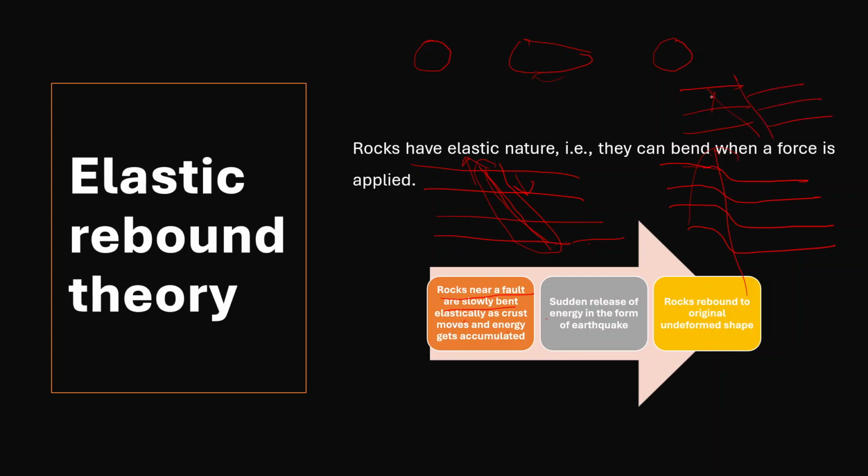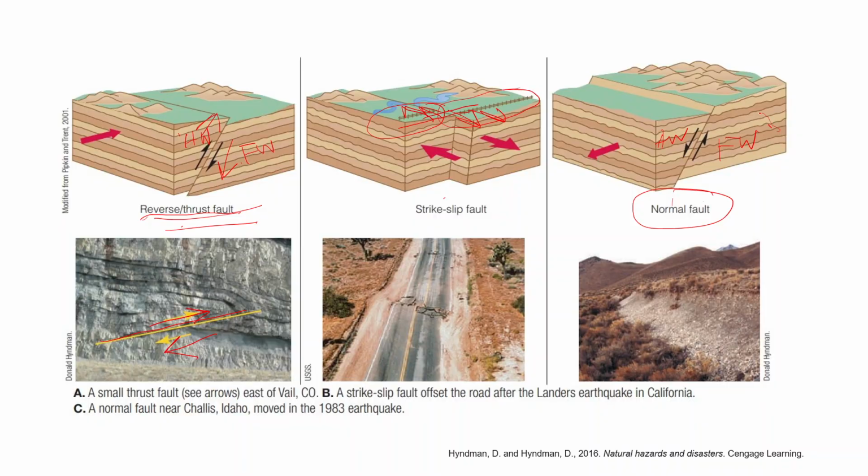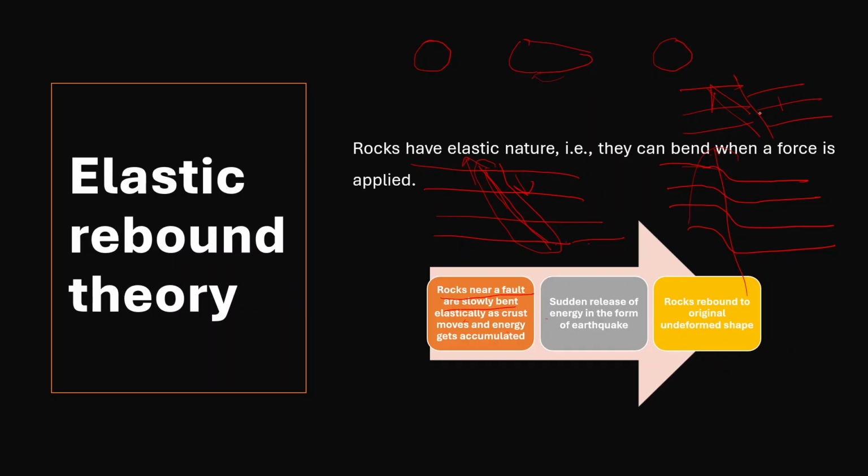So this part has gone completely up and this part has gone completely down. The rocks rebound to their original undeformed shape. So for somebody seeing this place for the first time, or maybe just seeing this section, they will not understand that something this big has happened over there, because they're seeing intact layers.